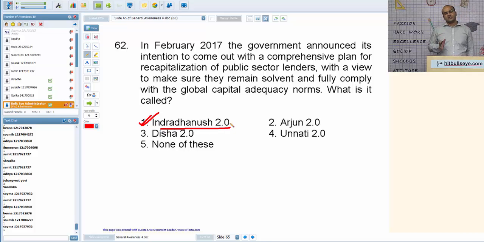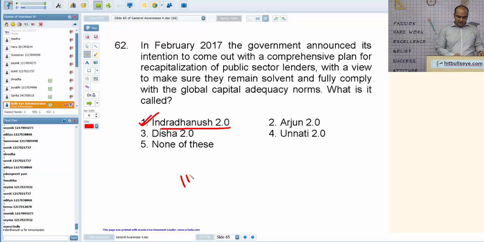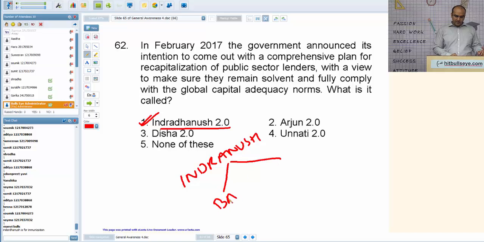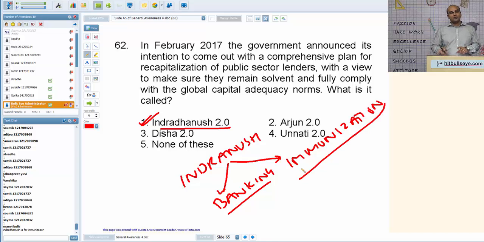Indradhanush mission was launched in 2014 to revive the health of the public sector banks who are suffering due to very high NPAs. Now, one very critical difference over here is Indradhanush is a name shared by government schemes in 2 different sectors, right? So the one we are talking about is banking, right? There is another Indradhanush mission which has been launched and it is linked to immunization, right? So I suggest you go read up on both these schemes of the same name.